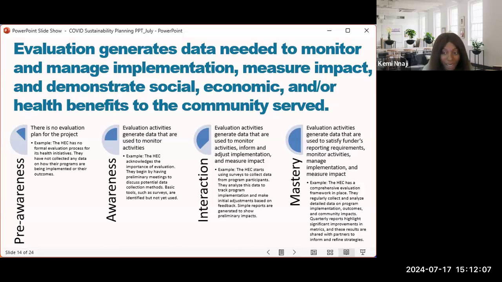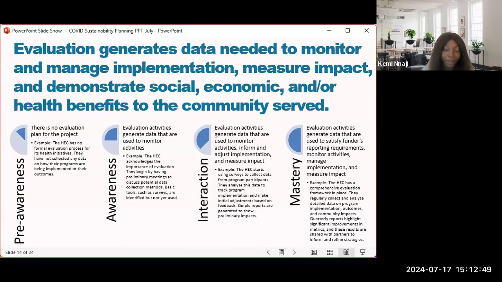At the pre-awareness stage, there might not be a formal evaluation process. The HEC may not collect any data on how their programs are being implemented or the outcomes. In the awareness stage, initial efforts are made to discuss and identify data collection methods. During the interaction stage, the HEC actively collects and analyzes data to track implementation and make necessary adjustments. Mastery is where the HEC has a comprehensive evaluation framework, regularly collects and analyzes the data, and demonstrates significant improvements and impact.